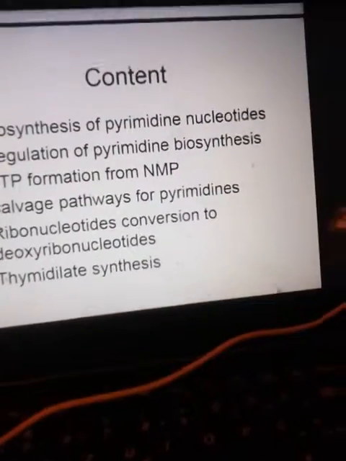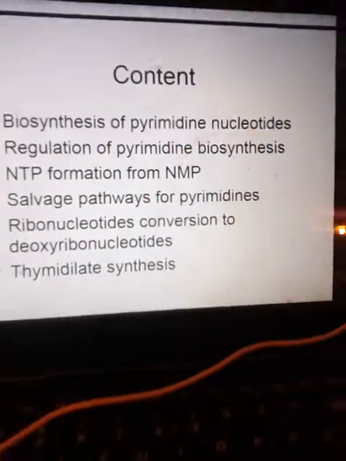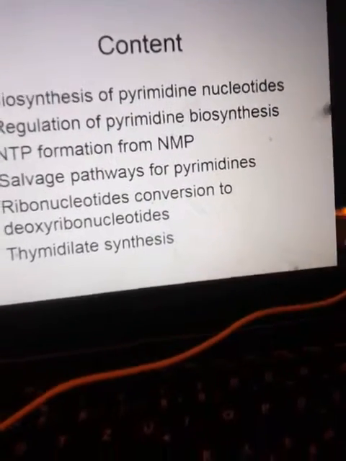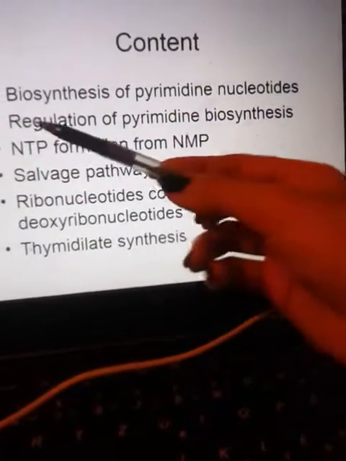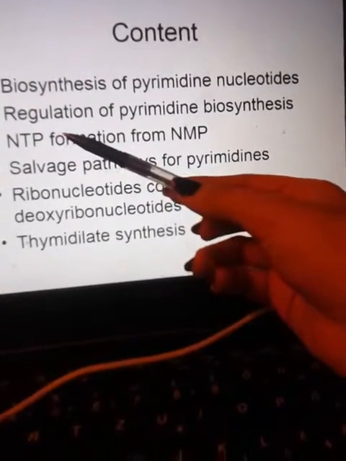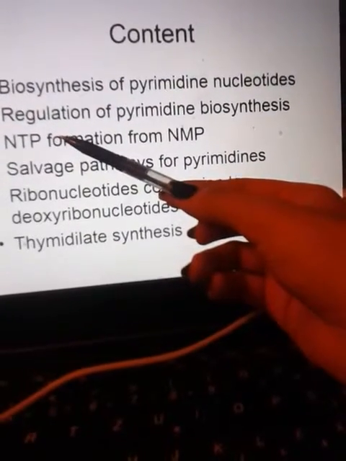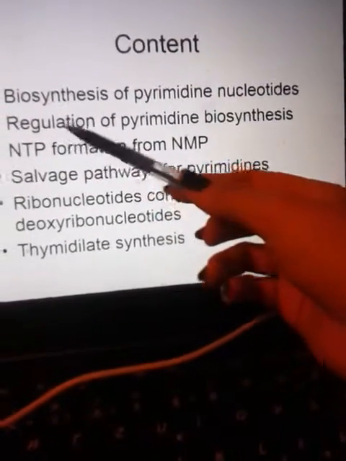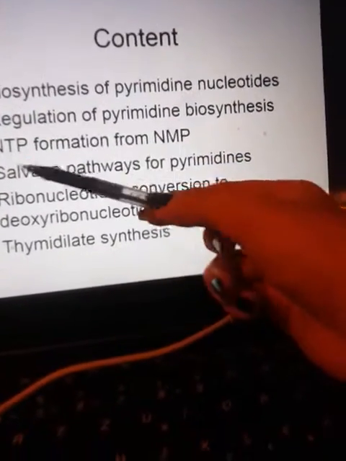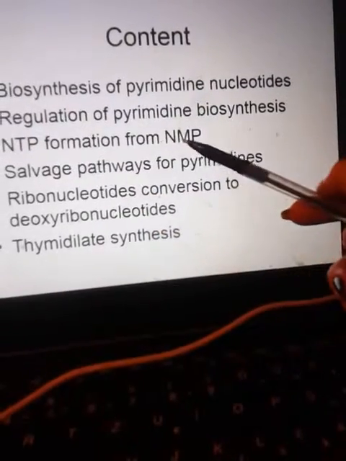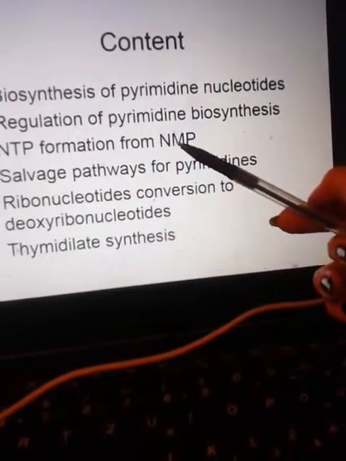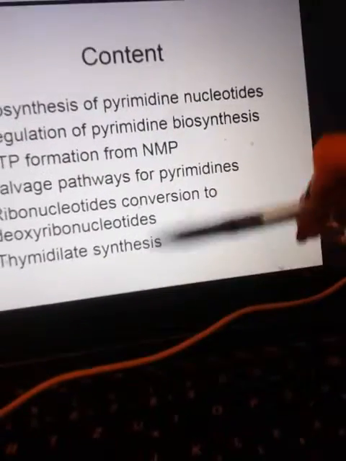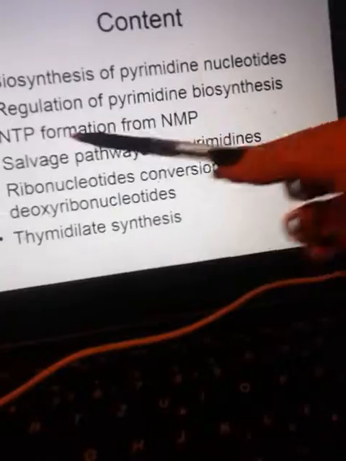Biosynthesis of pyrimidine nucleotide. Please explain. We need carbamoyl phosphate and aspartate, and the pathway goes through orotate, uridine, finally cytosine. Regulation of pyrimidine. Who can regulate it? Who stimulates it? ATP and? ATP, carbamoyl. And who inhibits it? CTP. NTP formation from NMP. NMP plus ATP produce NDP. NDP plus ATP produce NTP plus ADP.